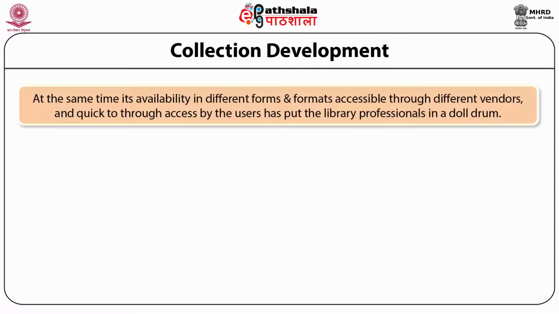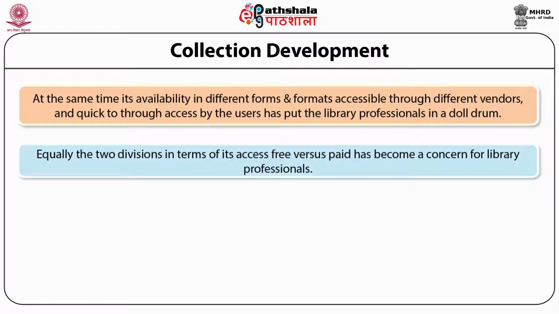At the same time, its availability in different forms and formats, accessible through different vendors, and quick access to those literatures by the users has put the library professionals in a doldrum. Equally, the two divisions in terms of access, free literature and paid literature, have again become a concern for library professionals. Two, three things I have mentioned here.